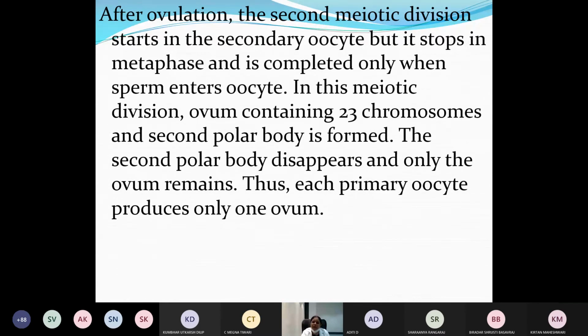The second polar body disappears and only the ovum remains. Thus, each primary oocyte produces only one ovum.